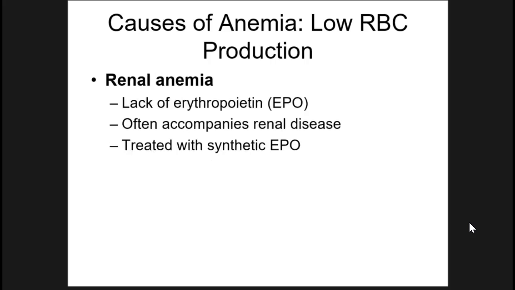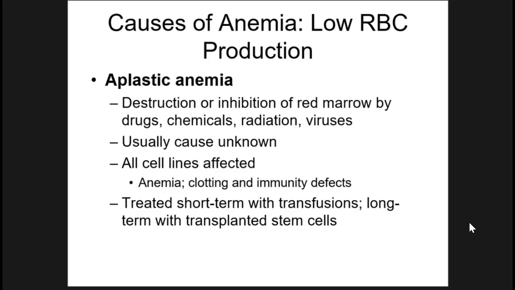All right, renal anemia. That means that you are not secreting EPO. Often accompanies renal disease. We can treat with synthetic EPO. Aplastic means that the red bone marrow is destroyed or inhibited. Probably, again, the most likely cause that you'll see is chemo and radiation.